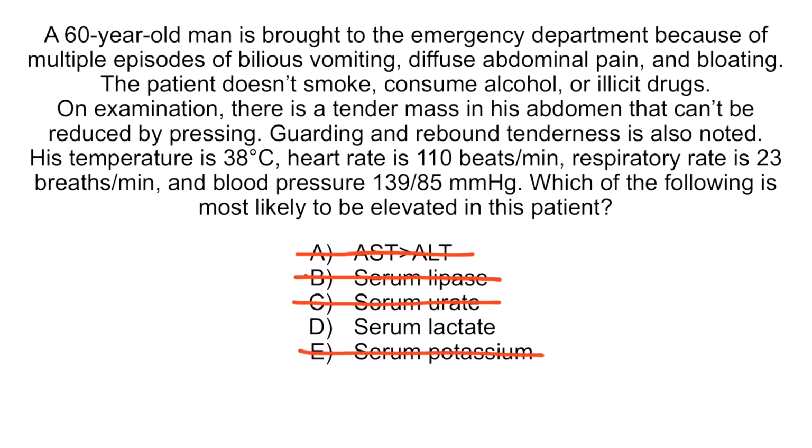Elevated serum potassium is not the right answer, since vomiting typically leads to dehydration and hypovolemia, which activates the renin-angiotensin-aldosterone system and results in potassium wasting. So again, the right answer is D. And that concludes our video on small bowel obstruction and ileus.